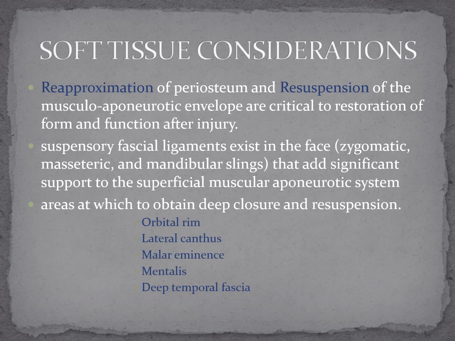Okay, so what are the soft tissue considerations in these fractures? Reapproximation of the periosteum and resuspension of the musculoaponeurotic envelope are highly critical for the restoration of form and function after injury. The facial suspensory ligaments that exist in the face have been defined as the zygomatic, masseteric, and mandibular slings that add significant support to the superficial musculoaponeurotic system. Specifically, areas where we need to obtain deep closure and resuspension are the orbital rims, the lateral canthus, the malar eminence, the mentalis muscle, and the deep temporal fascia.